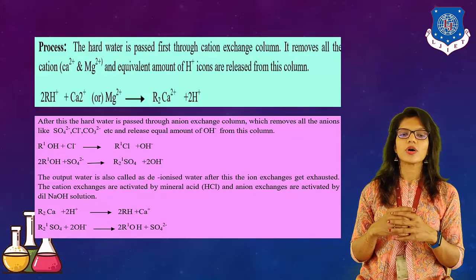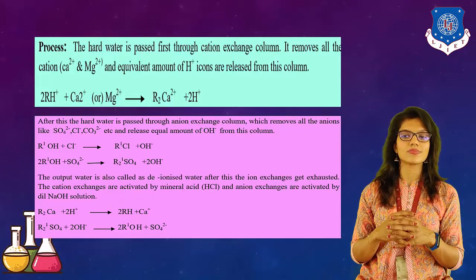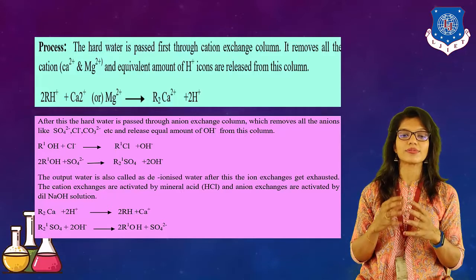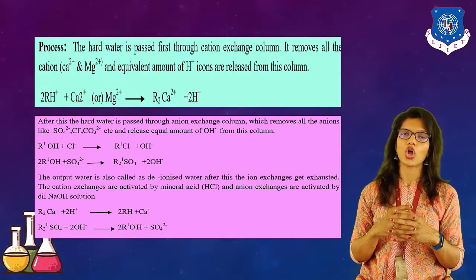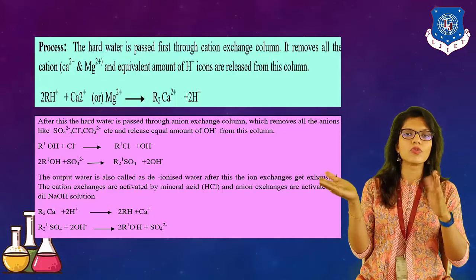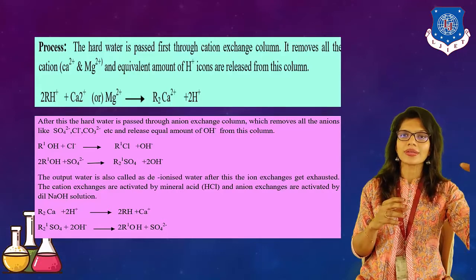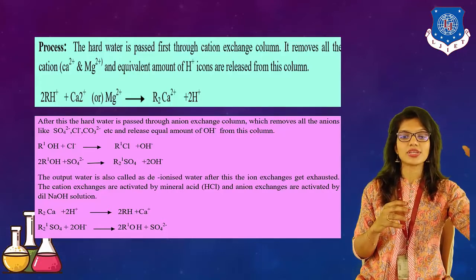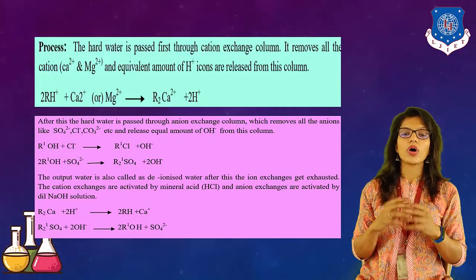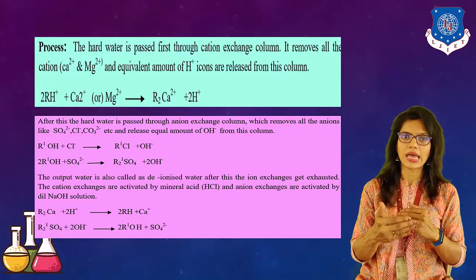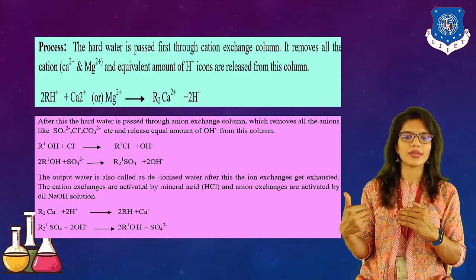Let's observe the process. The hard water is passed through the cation exchange resin column. Here it removes all the cations like Ca2+ and Mg2+, and an equivalent amount of H+ ions are released from this column. So exchange occurs, H+ is removed and Ca and Mg are retained on the cation exchange resin. Now, the water is passed through the anion exchange column, which removes all the anions, and the water contains OH ions. So what will happen?